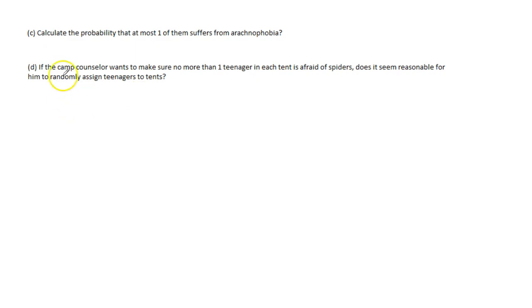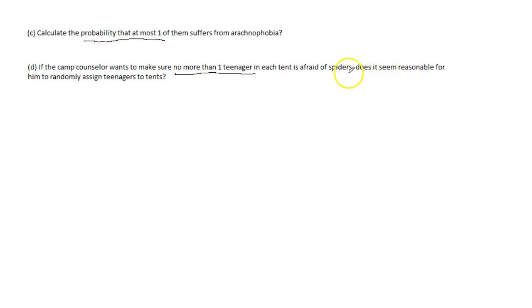So notice that they're asking a very similar thing. It says at most 1, so you want to find the probability of at most 1. And in here, it says if the camp counselor wants to make sure that no more than 1, so they relate because they're pretty much stating the same thing.